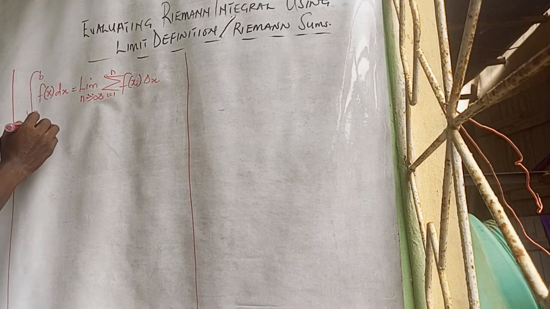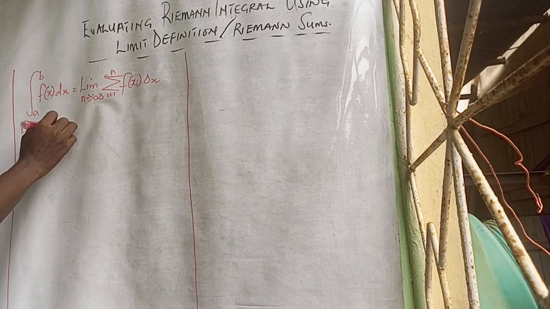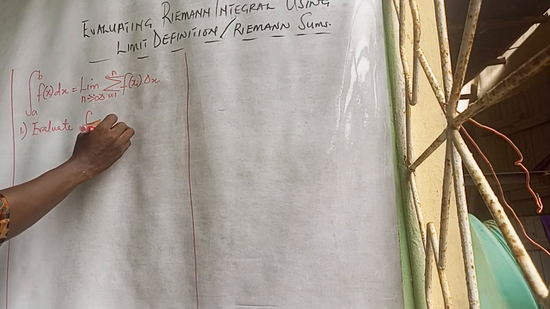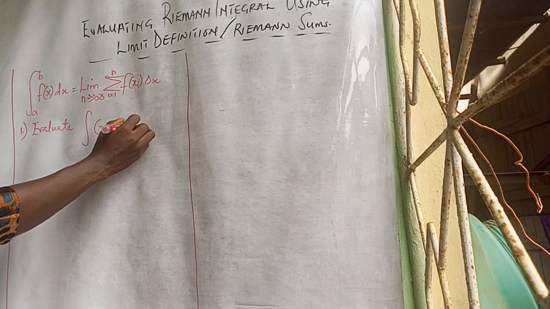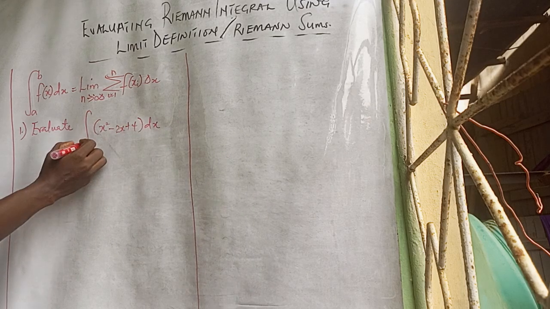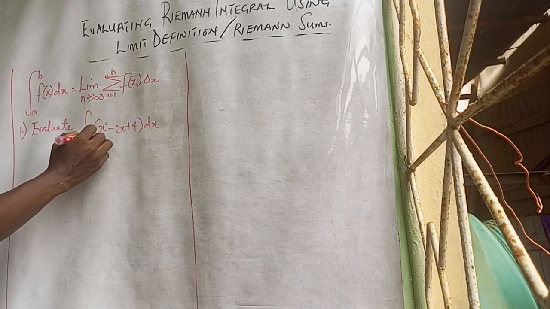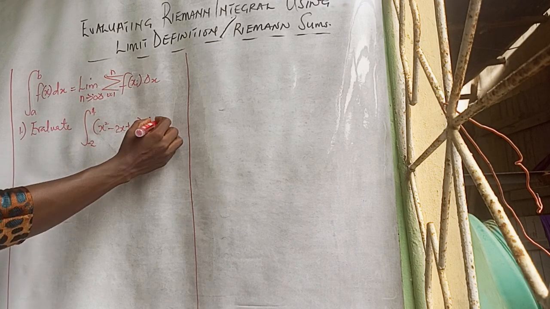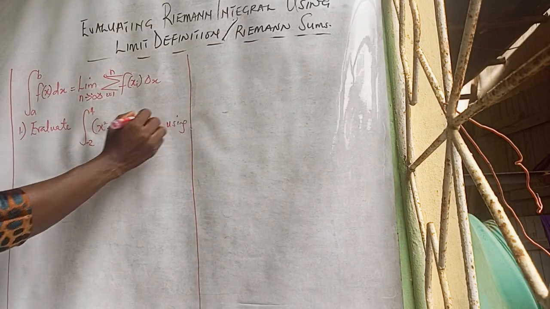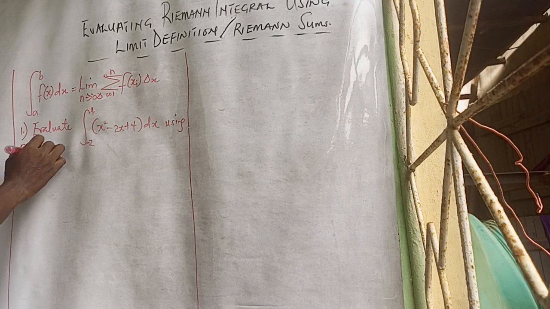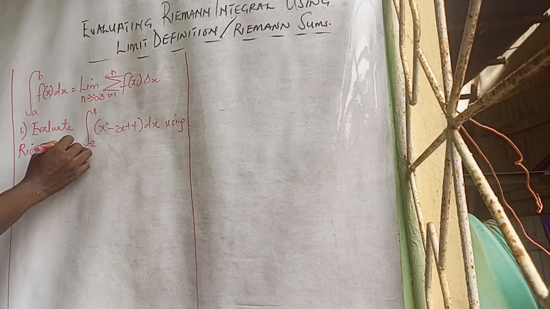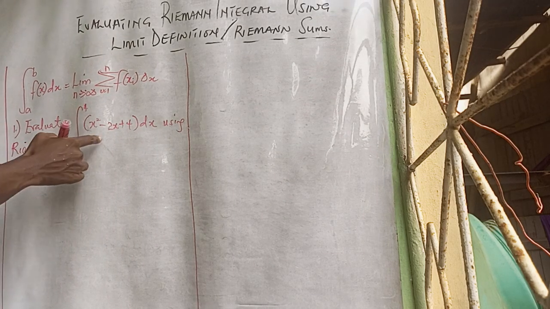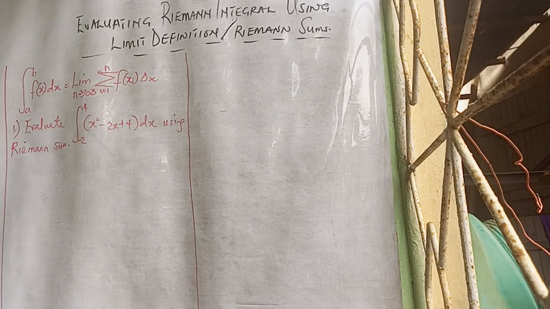The example says, evaluate the integral of this function x squared minus 2x plus 4 dx from minus 2 to plus 4 using Riemann sums. We want to evaluate this using Riemann sum.